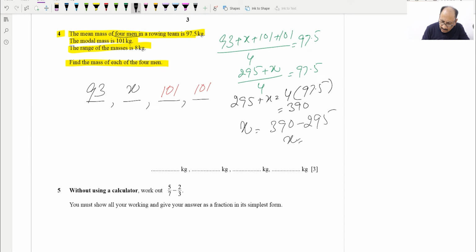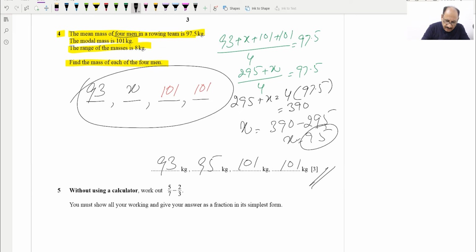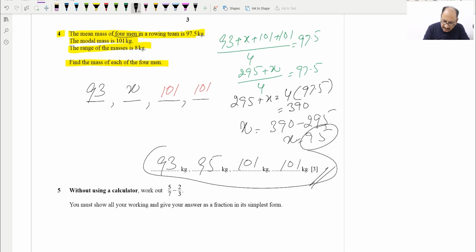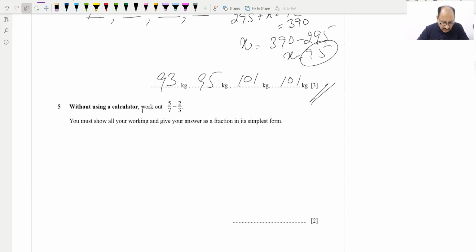So x is equal to 95. So this will be our answer, and the answer we will be providing here will be 95 and 101. This is for 3 marks, so they require working. If you directly write only the answer, you will not get 3 marks, maybe they will give you 1 mark only.